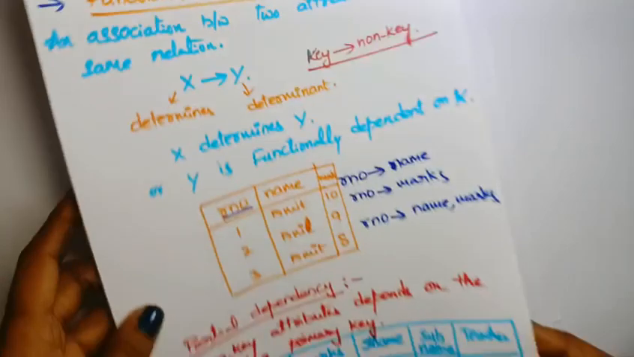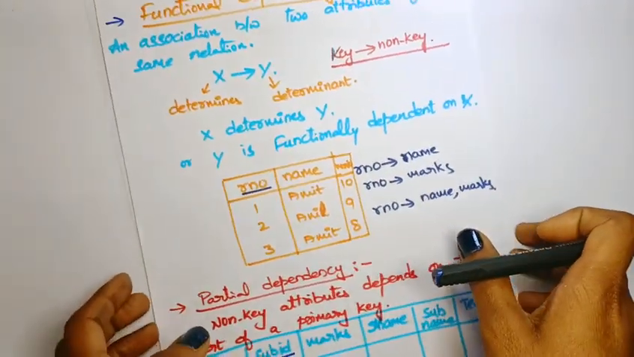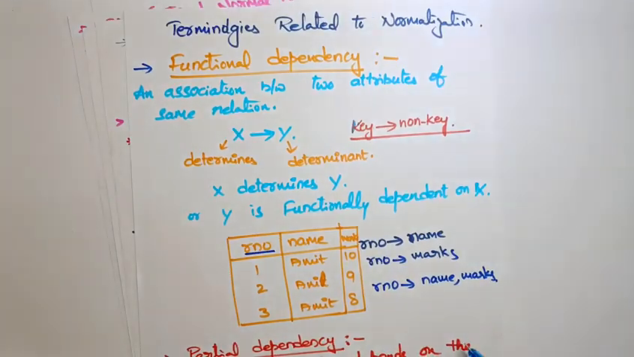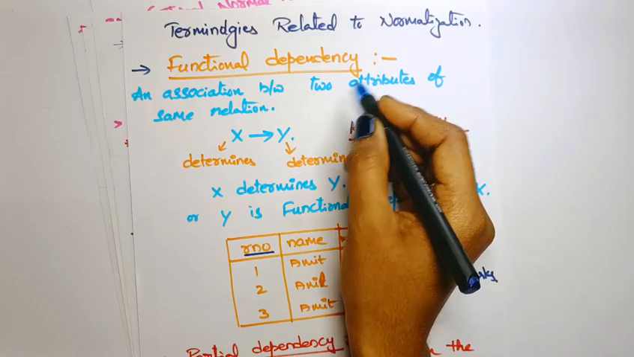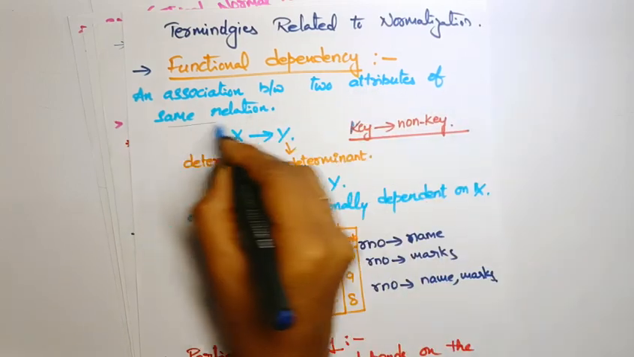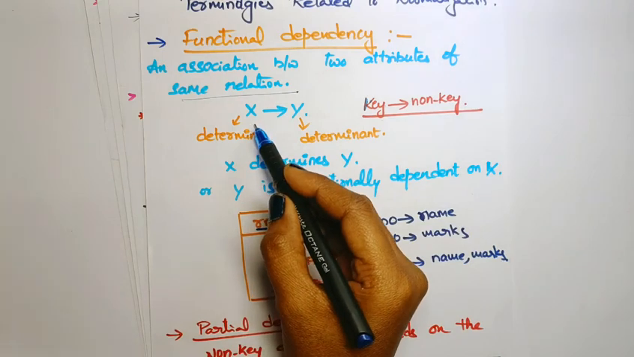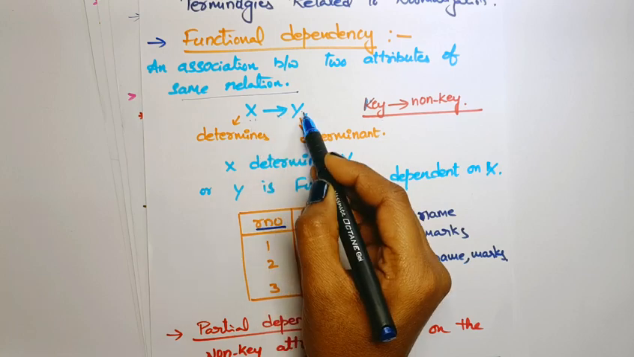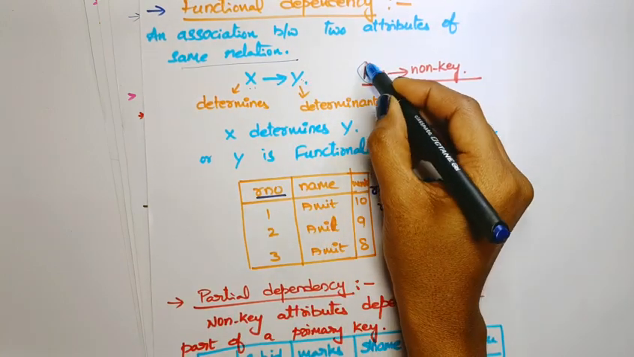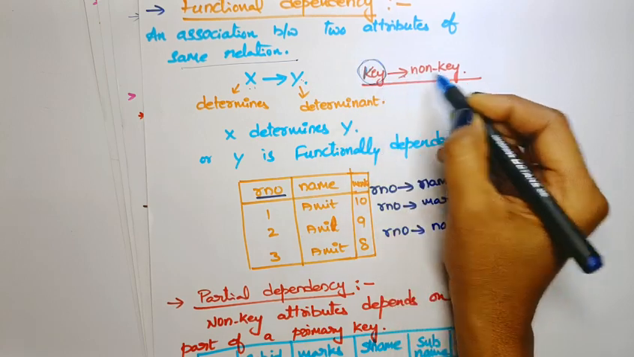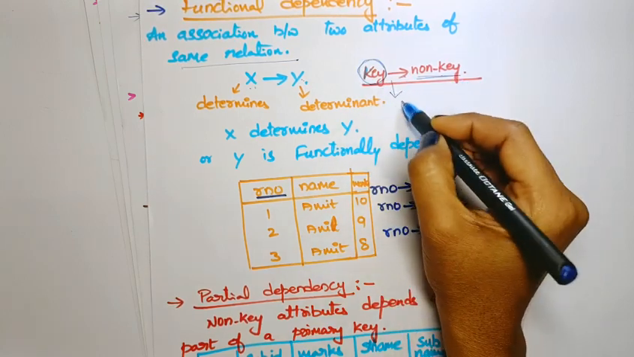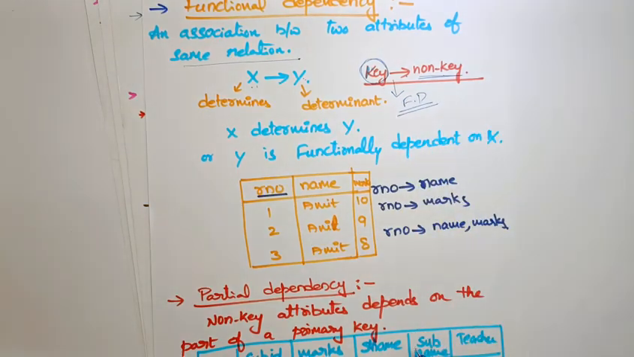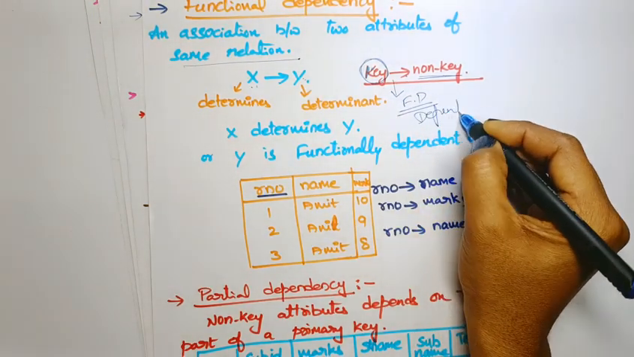Just see functional dependency; all these terminologies we will see. Terminologies related to normalization. These are the terminologies we use in the normalization techniques. First, functional dependency: an association between two attributes of the same relation. For example, X determines Y. So here X is determining Y, X is nothing but a key attribute. If a key attribute determines a non-key attribute, then you can say that is a functional dependency, or simply a dependency.